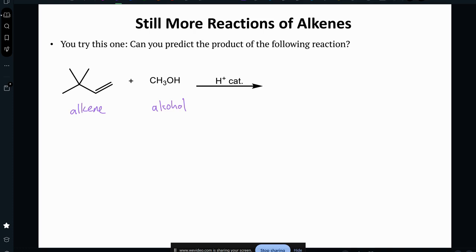So again, I want you to pause and give this a try. This one I really think you could, if you've been paying attention to everything, follow through, draw the full mechanism, and predict the product. So I want you to pause, take about 5 minutes to go ahead and draw what you think the mechanism looks like and predict the product here, and then come back.